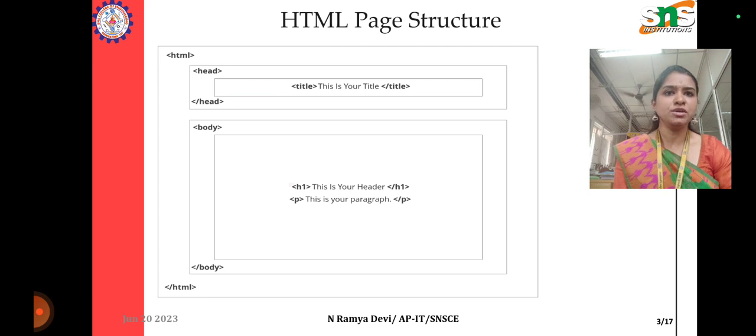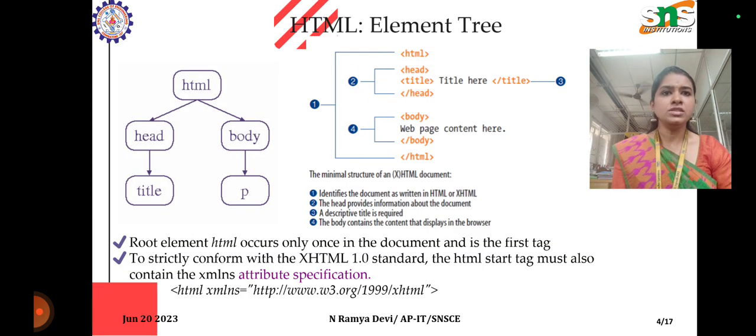So this is the HTML page structure, which contains an HTML, which is a root element, and inside that we have a head and then a body. The head contains the title and the body contains the content of your web page. So this is the HTML element tree. Again the HTML is divided in a tree format like head, title, and then the body, and inside that we can have any other elements. Here we have given a paragraph, P, as an element inside your body.